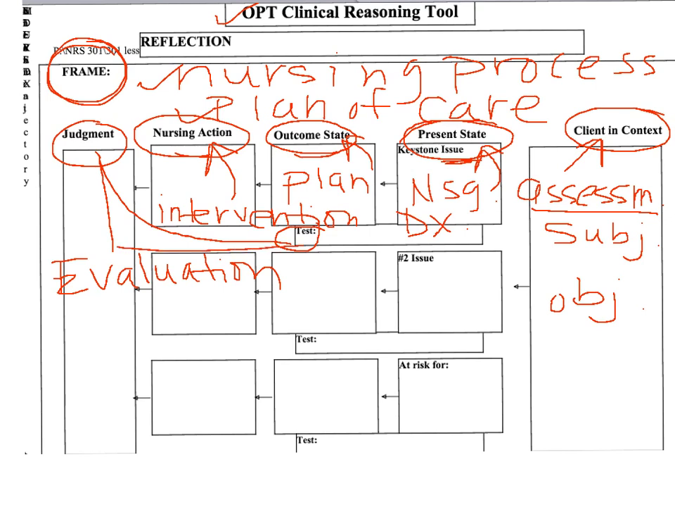Well, why do we have two sets of language here? The reason is because nursing process has been the more traditional and long-standing language that's been around in the profession of nursing. It wasn't until the 90s when the OPT clinical reasoning process was introduced as a stronger method of getting students to look at client data, cluster that data into meaningful categories, and then use those meaningful categories to develop nursing diagnoses or present state issues.